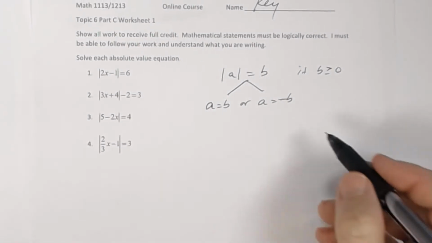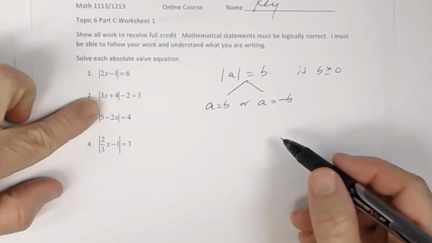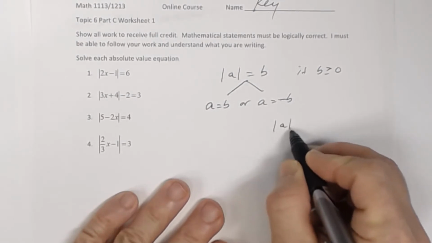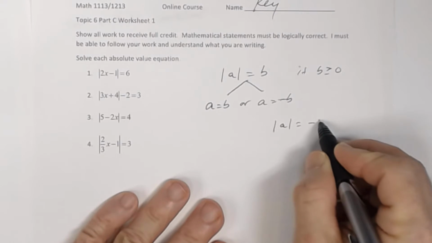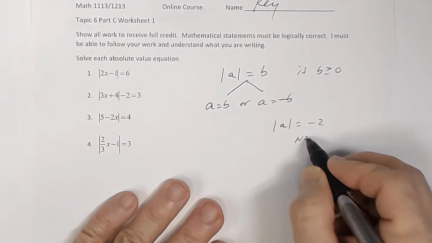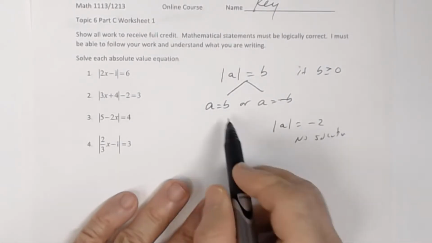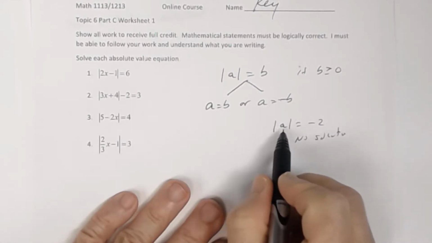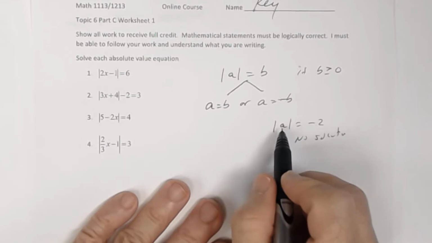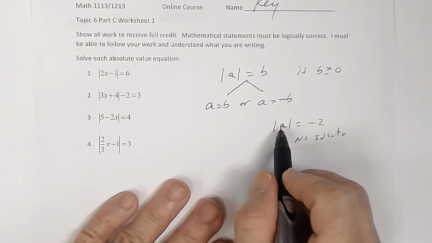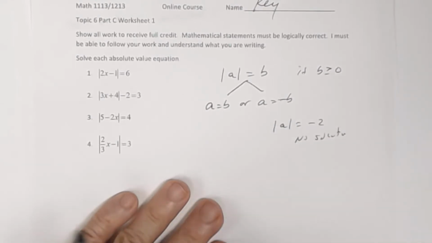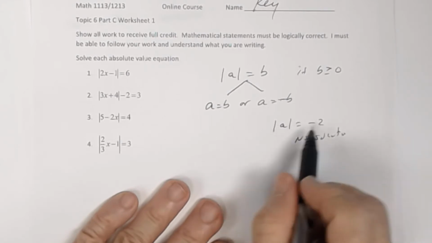Now we also saw this, and I don't think we have this situation here, but if you have the absolute value of A equals a negative number, let's say negative 2, then we saw that's no solution. So you would not do this. You would just say no solution because the absolute value of an expression is always positive or zero. It's never negative, and positive or zero is never equal to a negative. So this would never be true.